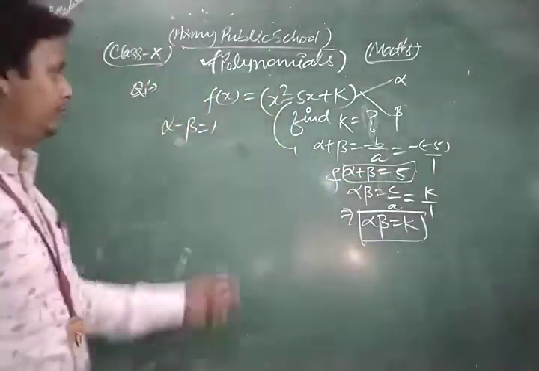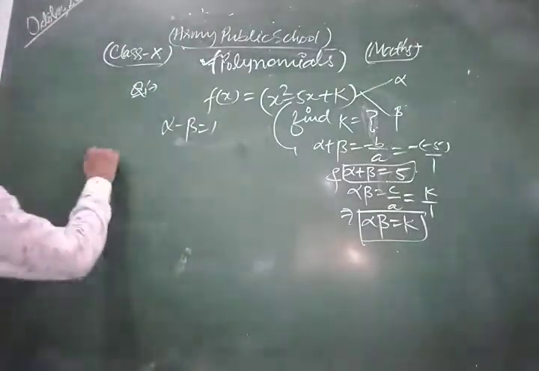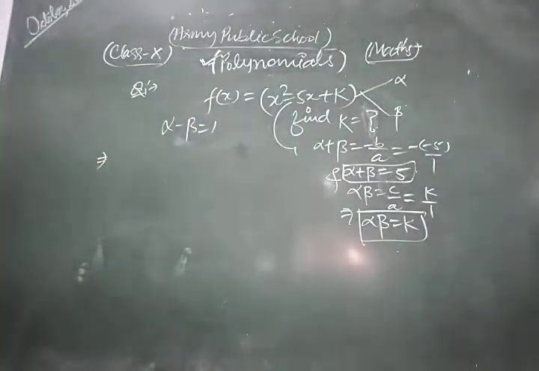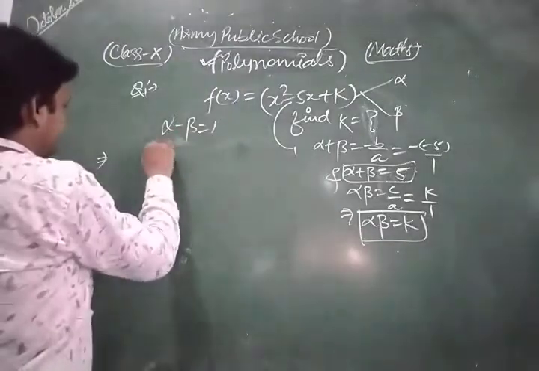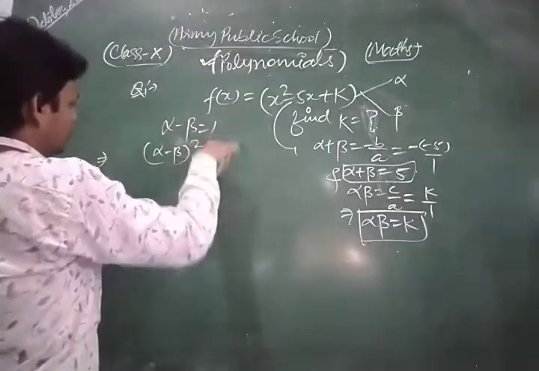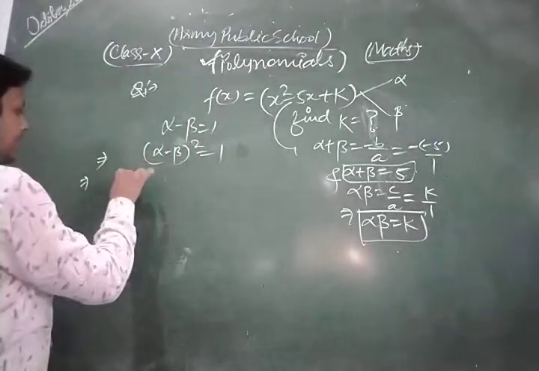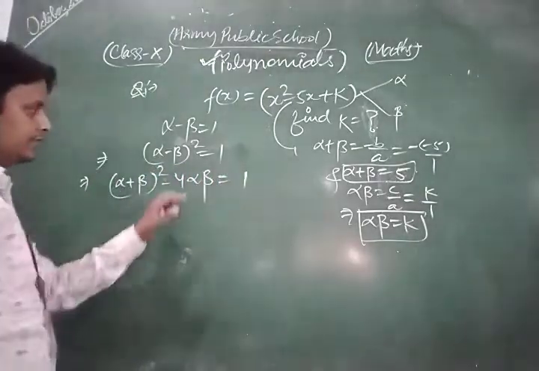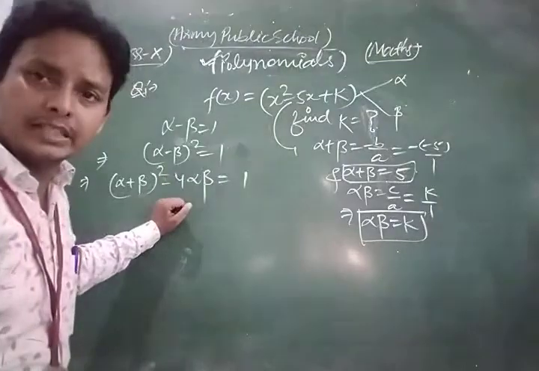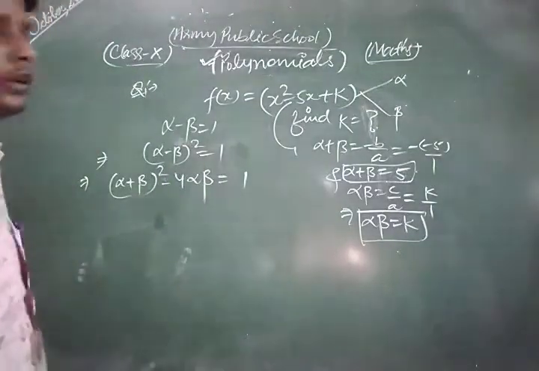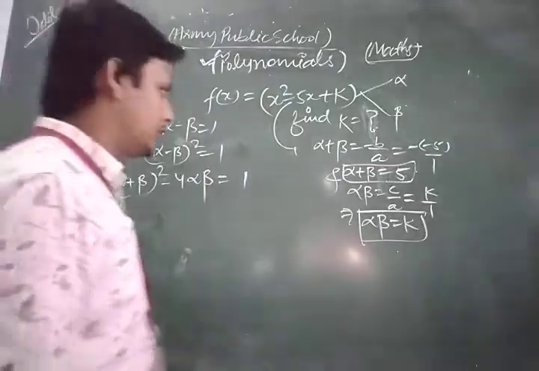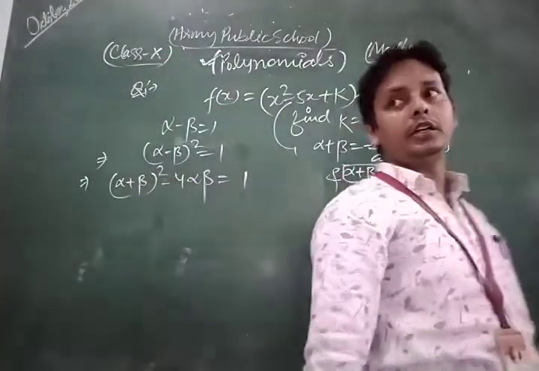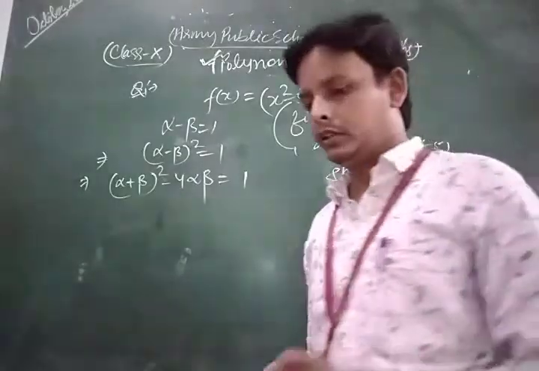Now we find the value of alpha − beta. We can write (alpha − beta)² = 1, or (alpha + beta)² − 4 alpha beta = 1. This is by using the algebraic identity. Now here we put the values of alpha + beta and alpha × beta and simplify them.